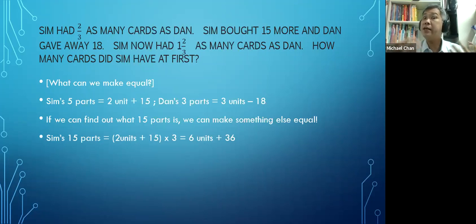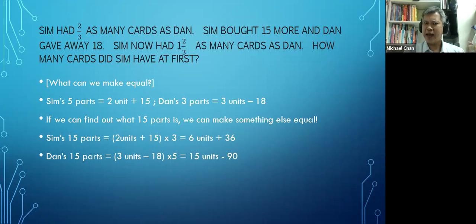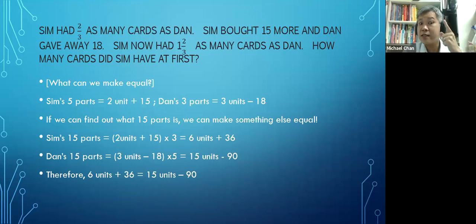So in this case, Sim's 15 parts: you just multiply his original 5 parts by 3. That will give you 15 parts. And we know that the original 5 parts is 2 units plus 15, and so that gives you 6 units plus 45. How about Dan? Dan's 15 parts: if you multiply his original 3 parts by 5, we have 3 units minus 18 times 5, or 15 units minus 90. So now we have two sets of 15 parts. Whether you call it this or you call it that, they are the same. In other words, 6 units plus 45 must be the same as 15 units minus 90.